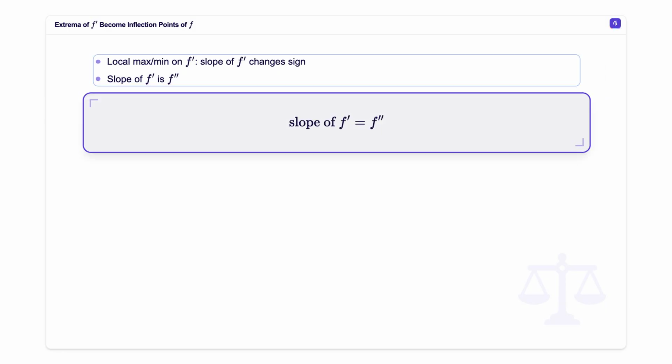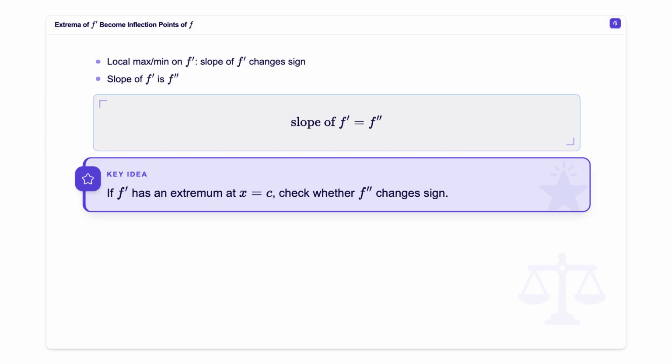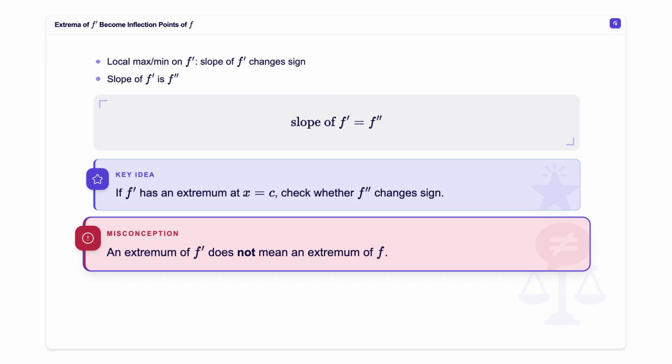Here is the bridge. The slope of f prime is f double prime. So when the slope of f prime changes sign, f double prime changes sign. That is why an extremum of f prime can signal a point of inflection on f. A point of inflection means f changes concavity, from concave up to concave down, or from concave down to concave up. But be careful. An extremum of f prime does not automatically mean an extremum of f.